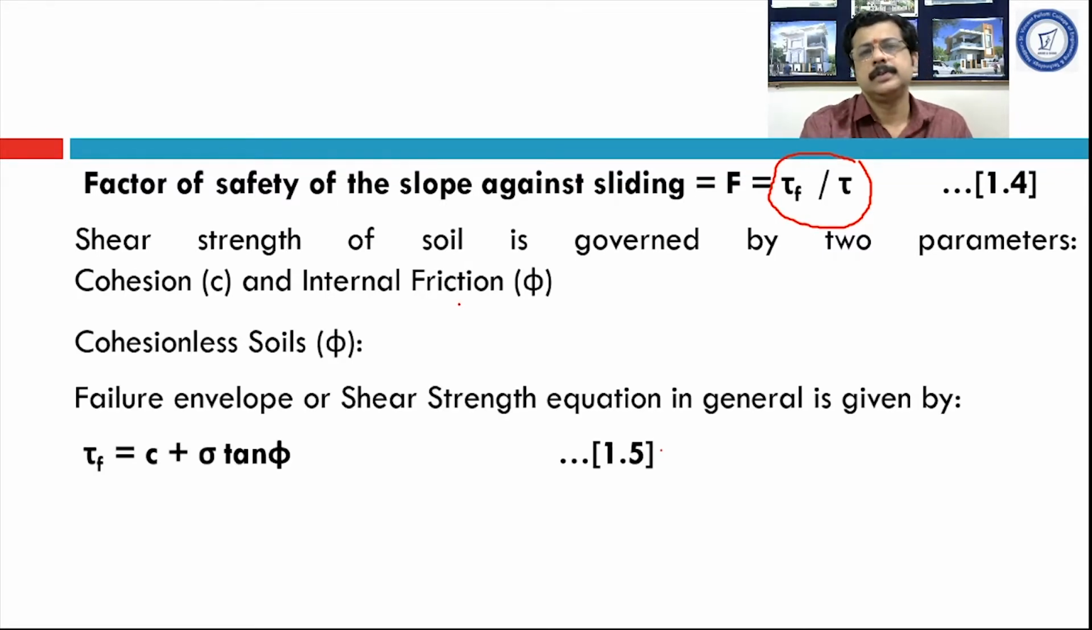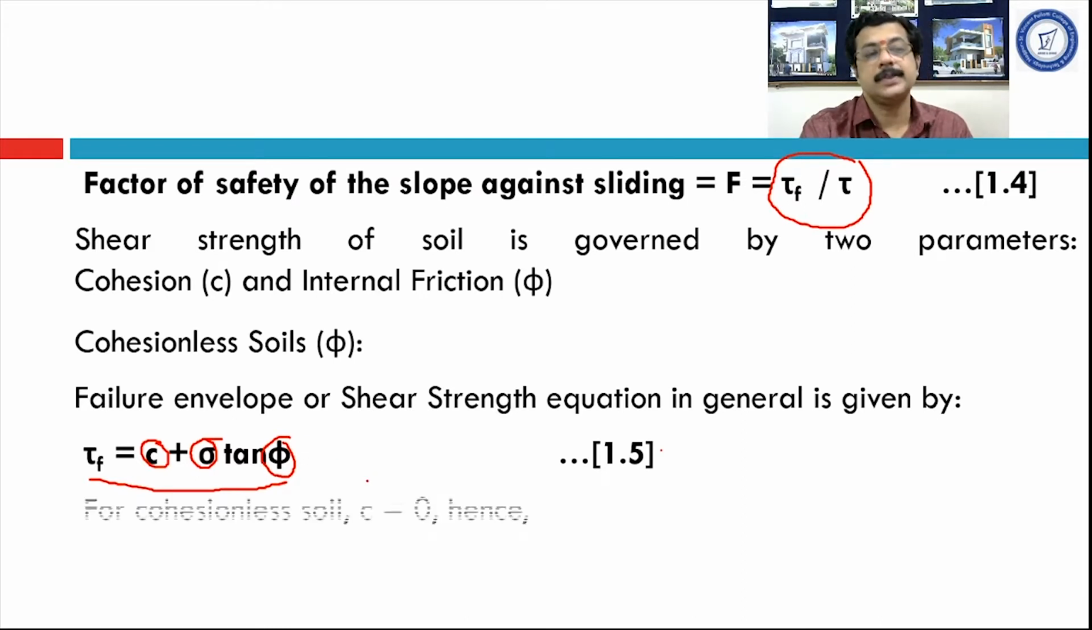In general, the equation for shear strength or failure envelope is written as tau F equals C plus sigma tan phi. What is C? It is cohesion. And what is sigma? It is normal stress. And what is phi? Phi is the angle of internal friction.